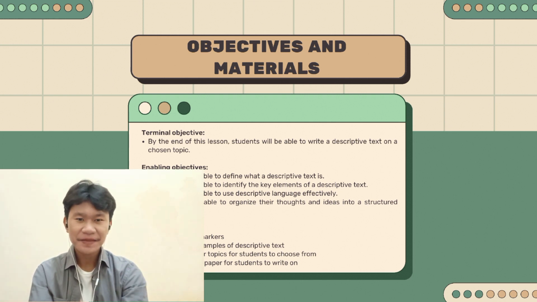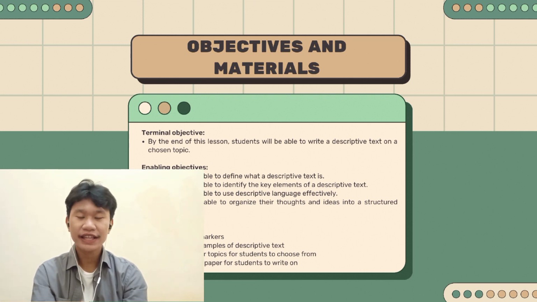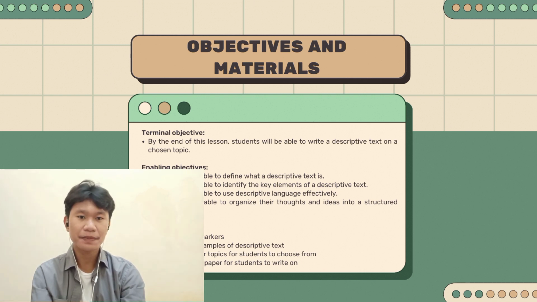The third enabling objective is to use descriptive language effectively. To do this, you need to choose your words carefully, using sensory language that paints a vivid picture in the reader's mind. You also need to organize your ideas in a logical and coherent way, using transitions to connect your sentences and paragraphs.